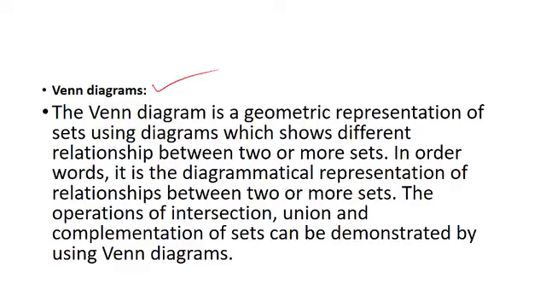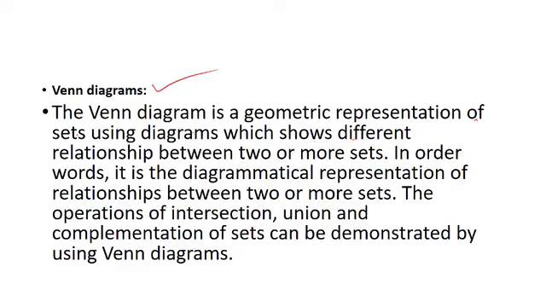Welcome back. Now, the Venn diagram is a geometric representation of sets using diagrams which shows different relationships between two or more sets. In other words, it is a diagrammatic representation of the relationship between two or more sets. The operations of intersection, union, and complementation of sets can be demonstrated by using the Venn diagrams.